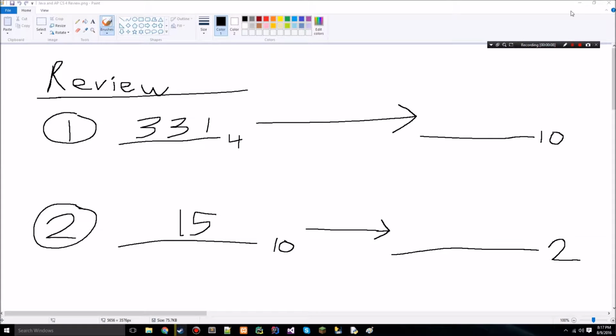In this video, we're going to be talking about how to convert numbers that are in base n to numbers that are in base m, or in other words, convert numbers that are in a base other than base 10 to another base that isn't base 10.